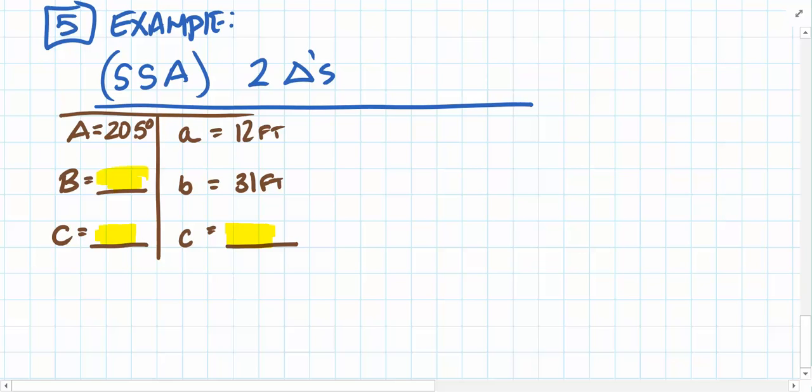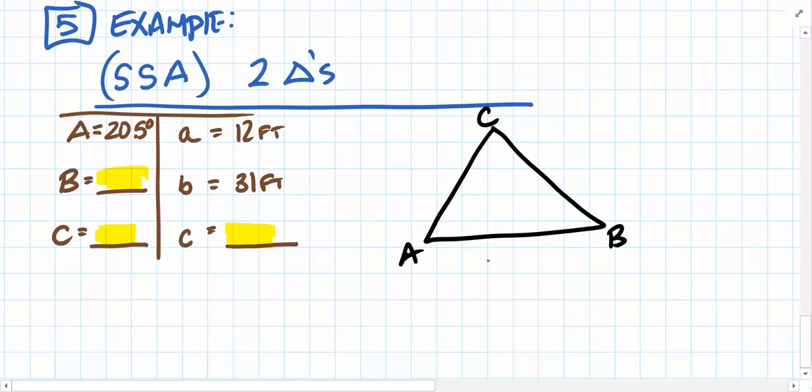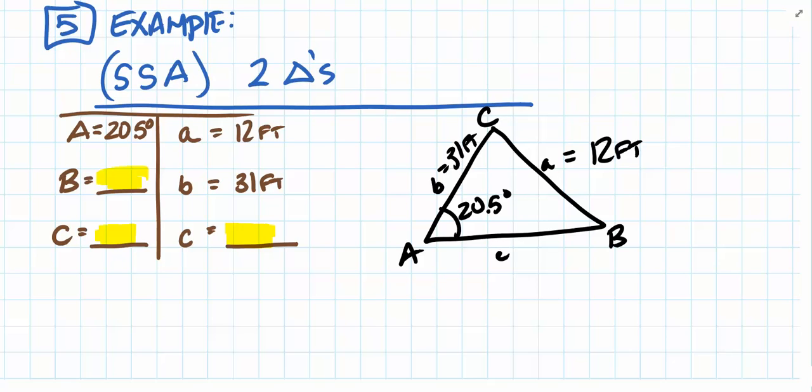We're going to get there. But now consider this. Now that you have this, draw the picture. Draw the picture of what's been given to you. So here's A, here's B, here's C, here's little c, here's little b, and here's little a. What do I know? I know that this is 12 feet. I know that this is equal to 31 feet. And I know that this is 20.5 degrees. So analyze what you have. You have an angle, you have a side, and you have a side. So if you have angle, side, side, you have to consider the ambiguous case. That's what we're doing here. And I'm telling you ahead of time that there are two triangles, and I'm going to show you why and how to get it.